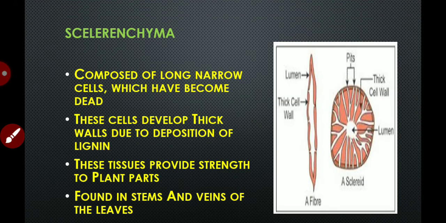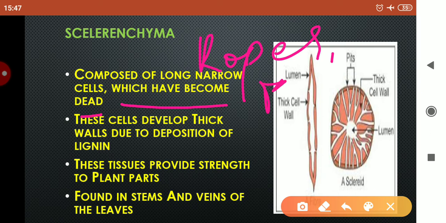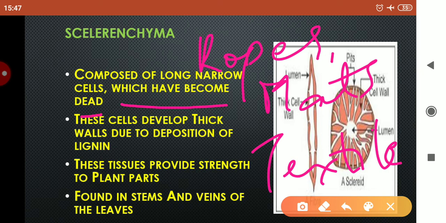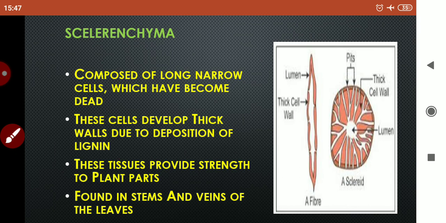Next one is sclerenchyma. Sclerenchyma are composed of long narrow cells which have become dead. Now the ropes, mats and some textiles are also made up of sclerenchyma. These cells develop thick walls due to the deposition of lignin. Now lignin is a complex polymer which after deposition make the substance hard. These tissues provide strength to the plant parts and they are found in stems and veins of the leaf. Here there are two types of sclerenchyma tissues, sclerenchyma fiber and sclereids.